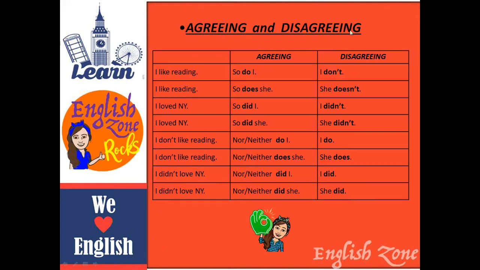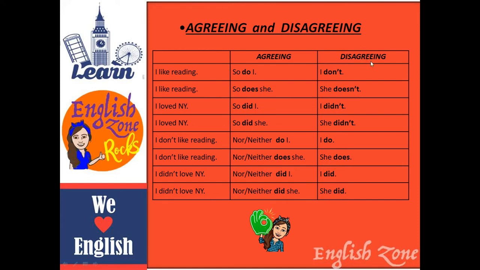Agreeing and disagreeing. This is for a dialogue. Somebody says, I like reading, for example, and I will say, so do I. It's like me too. And then, for example, I don't like reading. I do. It's the opposite, you see. When you have to agree, there are three parts. So do I, so does she. The auxiliary always goes in the middle.